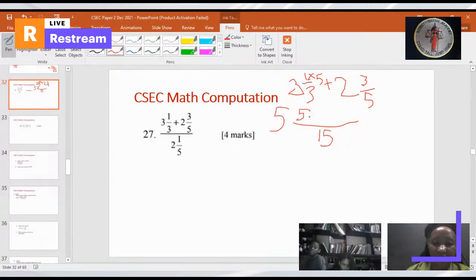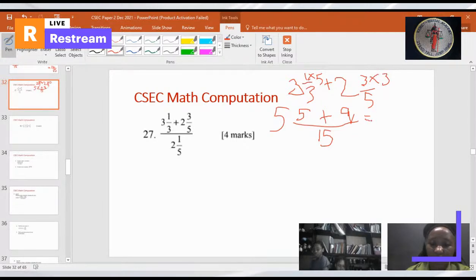Plus, and then 5 into 15 goes 3 times. And then you say 3 times 3, which is 9. So 5 plus 9 gives 14.